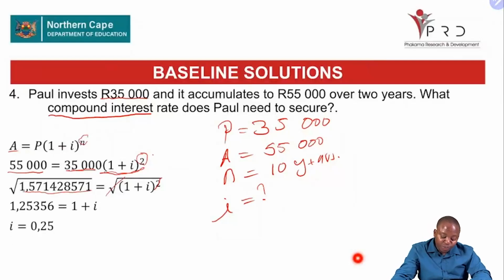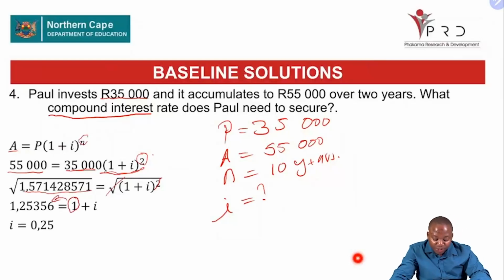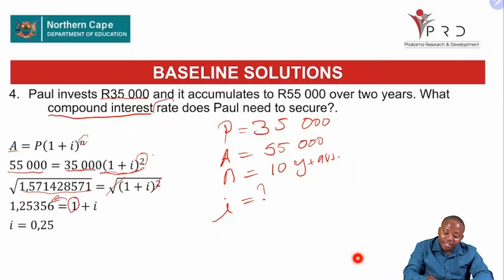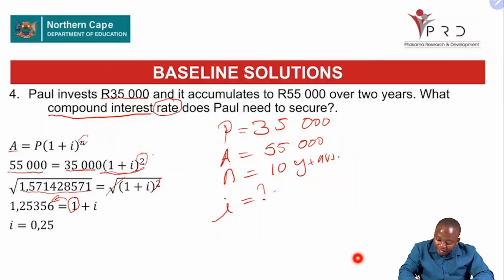You can just transpose the 1 to the other side, then we get our I as 0.25. But remember, we are looking for the interest rate. So we are looking for the rate. We've got our I. Remember when we found I in the previous questions, what we did there, we divided by 100. Now to reverse that process, we multiply our I by 100.